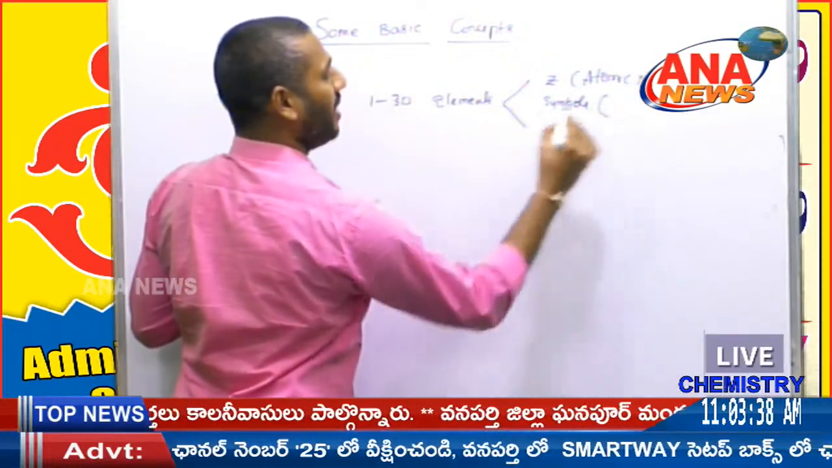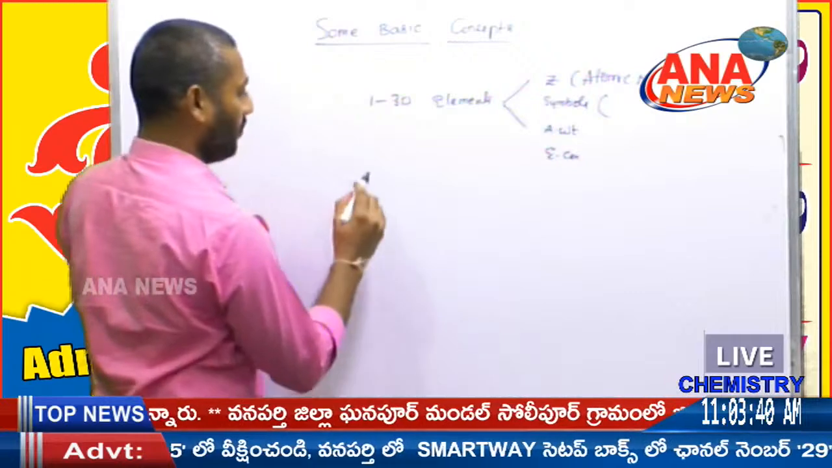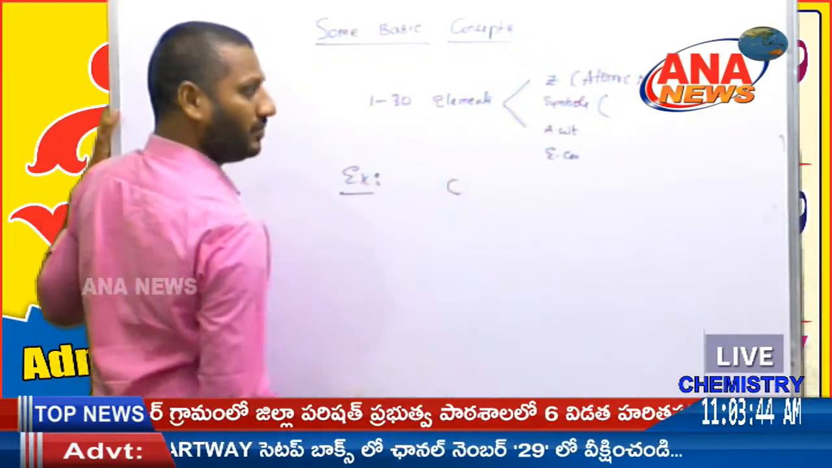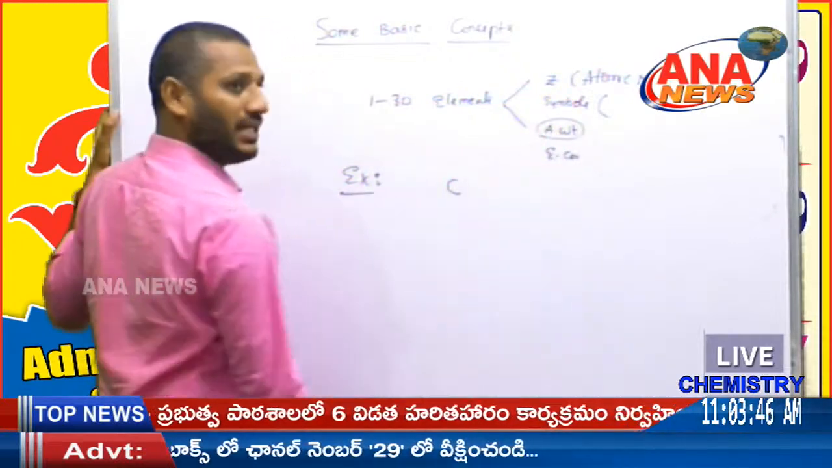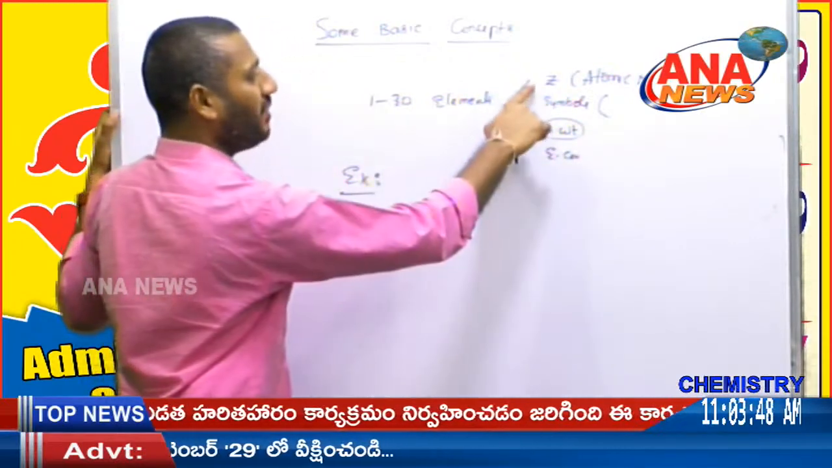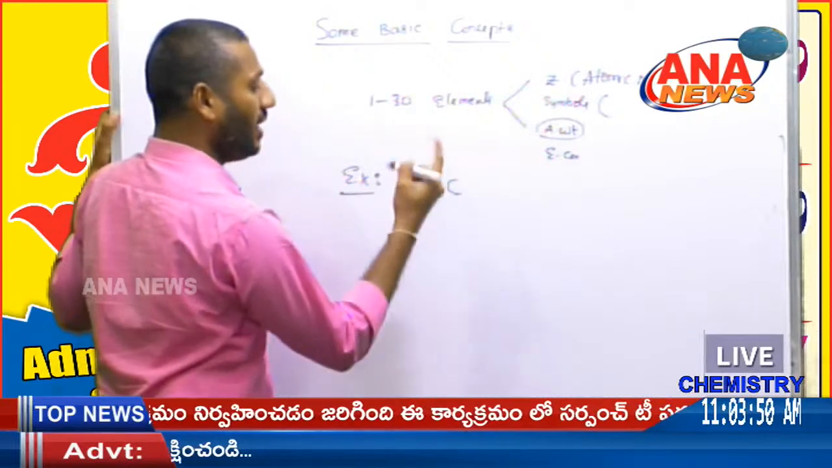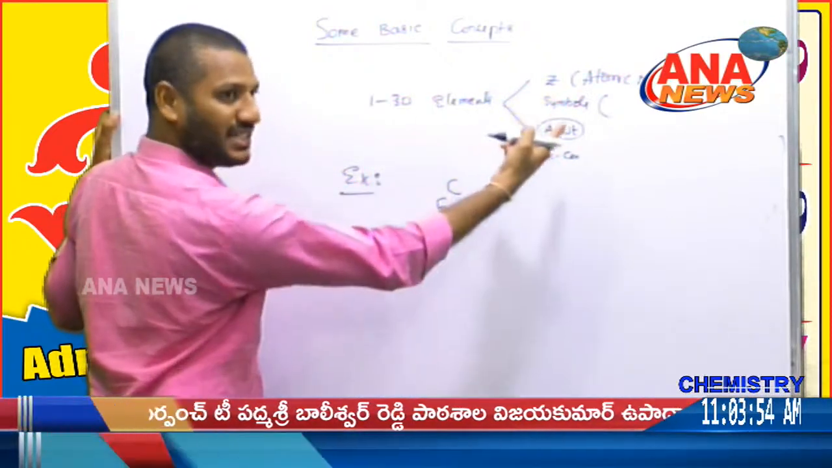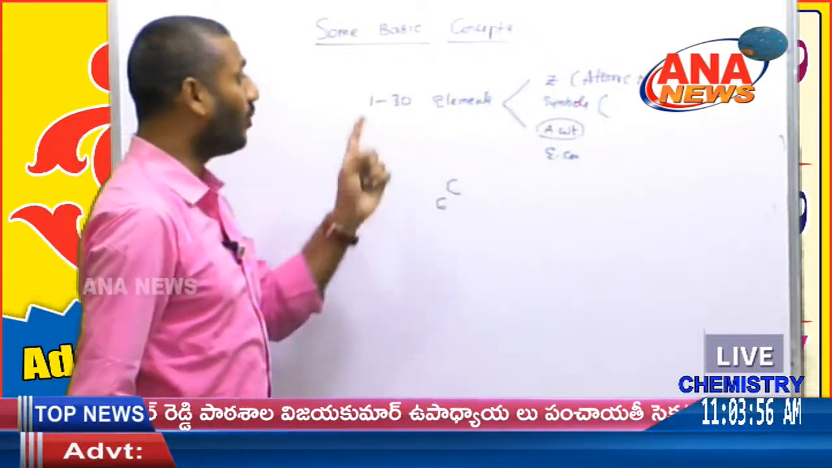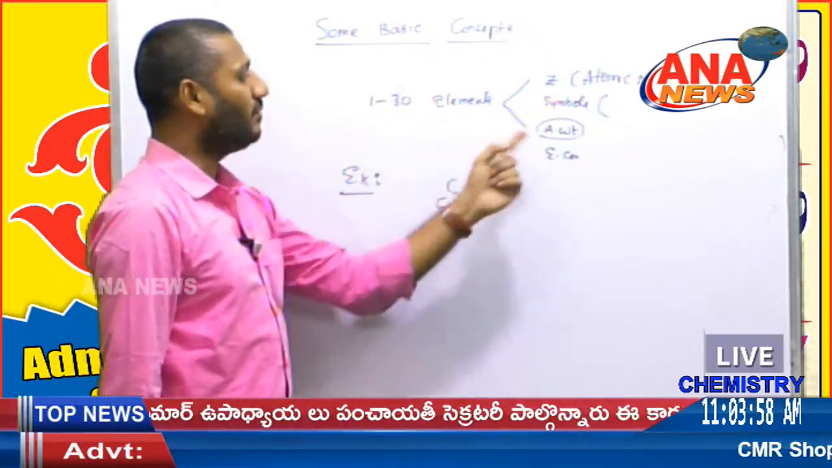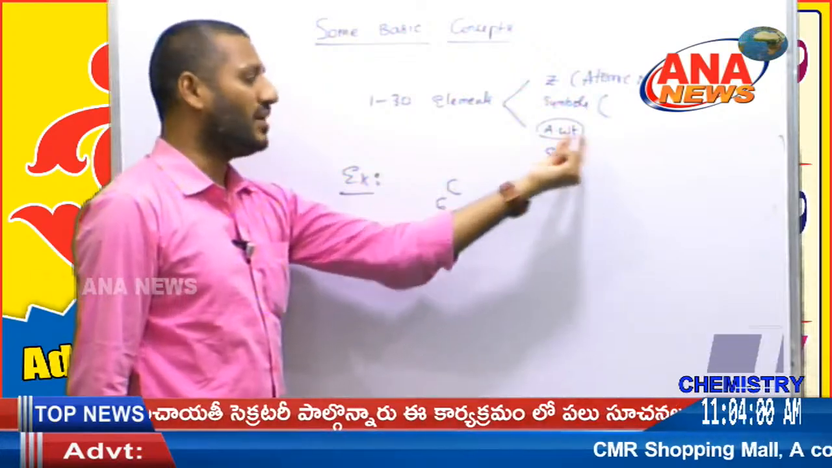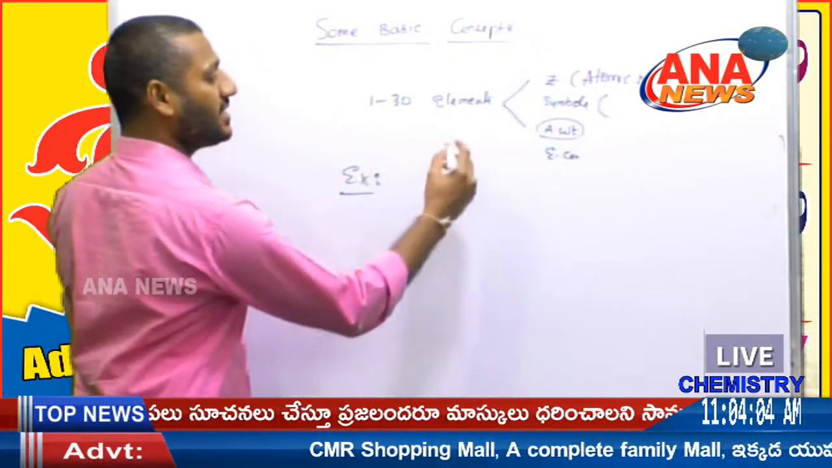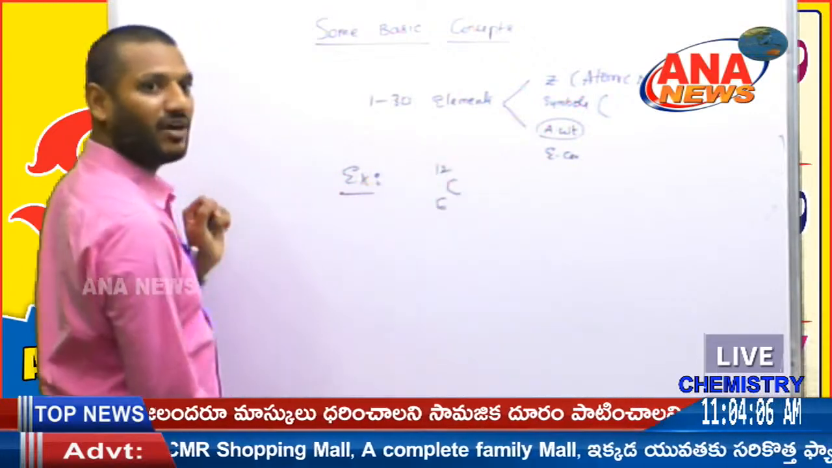Next one, symbol. For example, take one example. It's carbon. Atomic weight is very easy, because if we know the atomic number, then double it to get the atomic weight. For example, carbon has atomic number 6, and the atomic weight is double. For 80% of the 1 to 30 elements, the atomic weight can be found by doubling the atomic number. 6 doubled is 12, and that is the atomic weight.